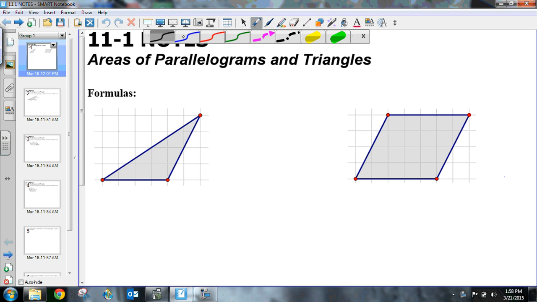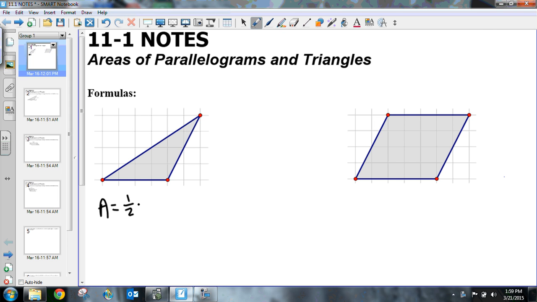You already know the formula for the area of a triangle, and the area is 1/2 times the base times the height. You can also think of this as the base times the height divided by 2. They both mean the same thing. Multiplying by 1/2 is the same thing as dividing by 2.